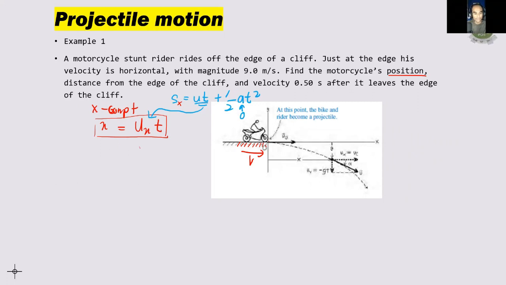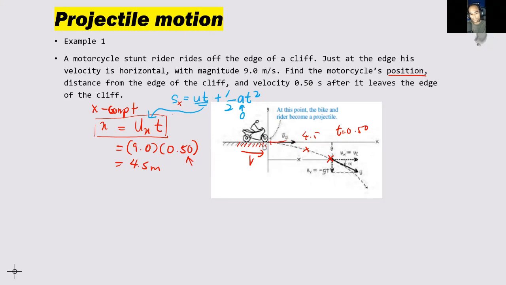Okay, so you have over here 9.0 times 0.50. So it is 4.5 meter. So it means that at t equals 0.5 second, it is 4.5 meter from the cliff in the horizontal direction only.